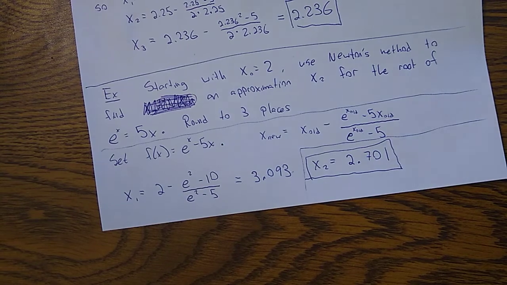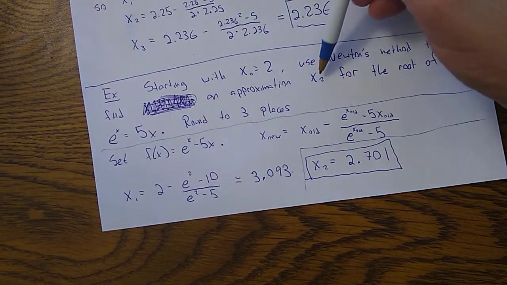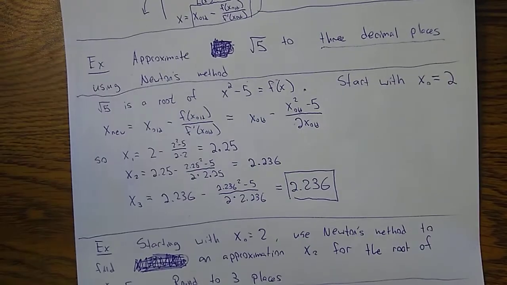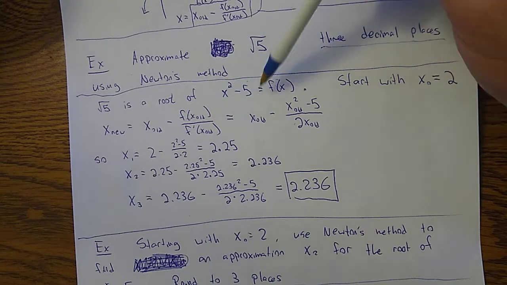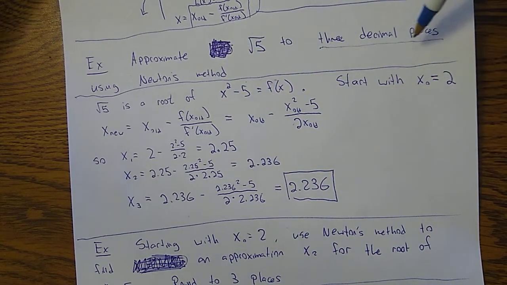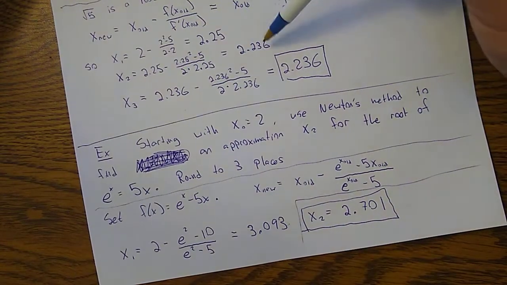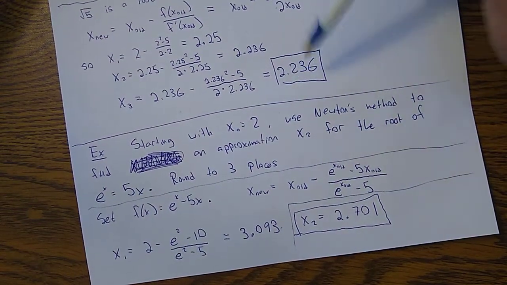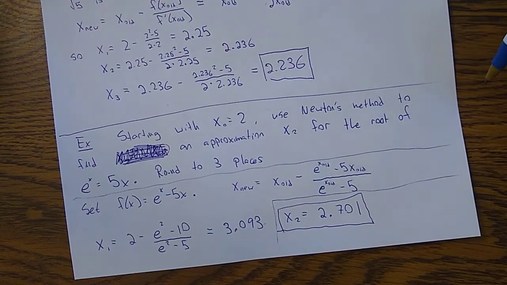On some of these questions, it'll ask specifically for x sub 2 or x sub 3 or something like that. On other questions, it's not going to tell you exactly how many steps you need to take. It's going to say we want the answer accurate to a certain number of decimal places, meaning that you just have to keep going until you get the same answer twice, and then you're sure that that's the answer. But yeah, so that's Newton's method.